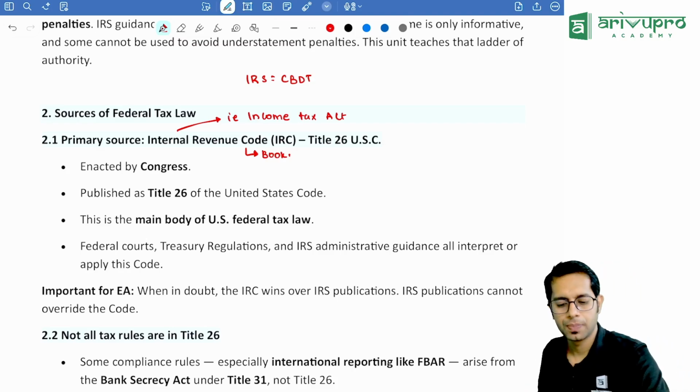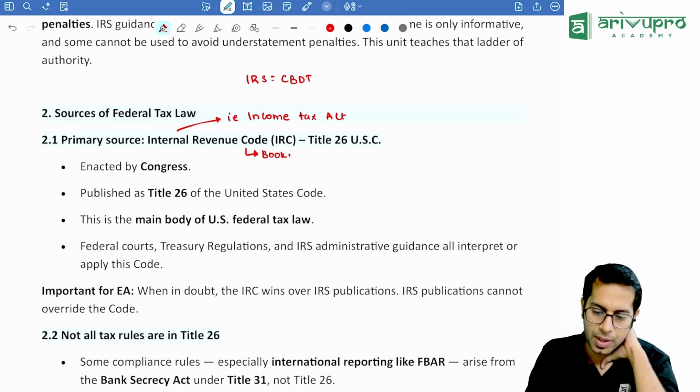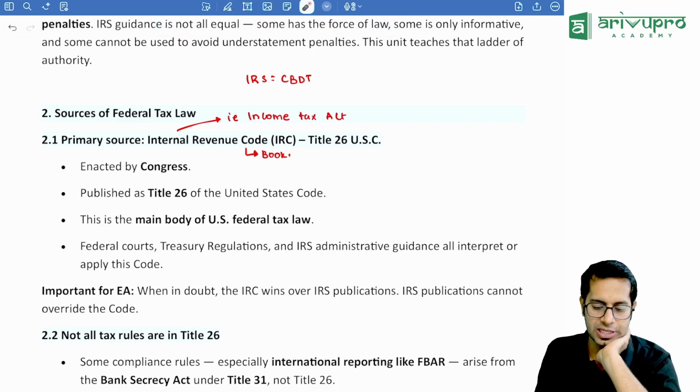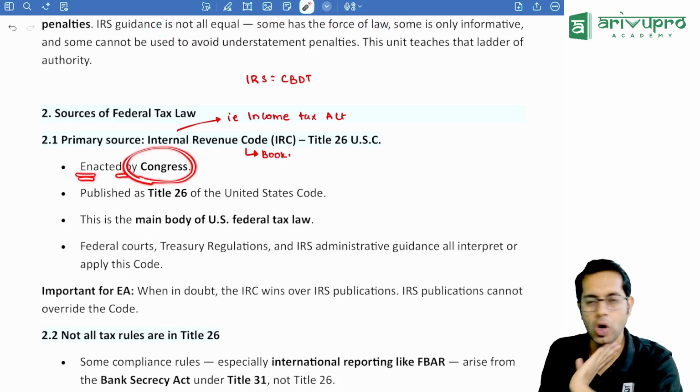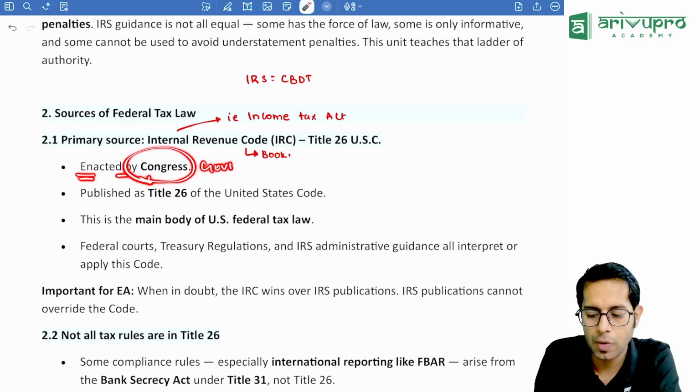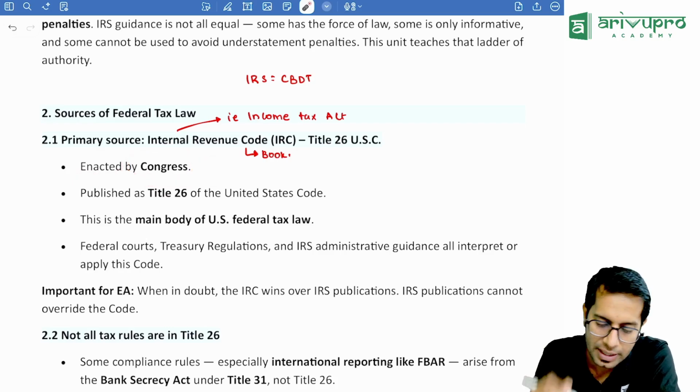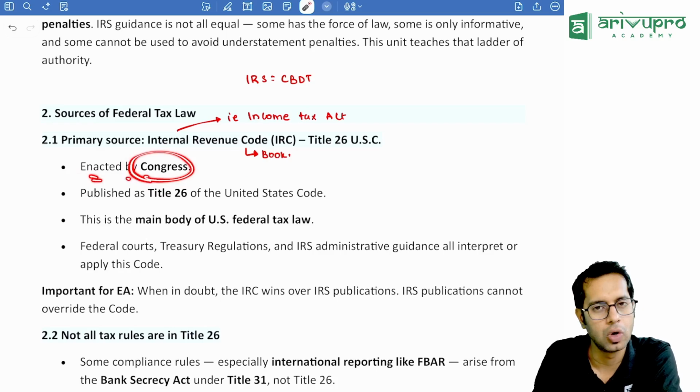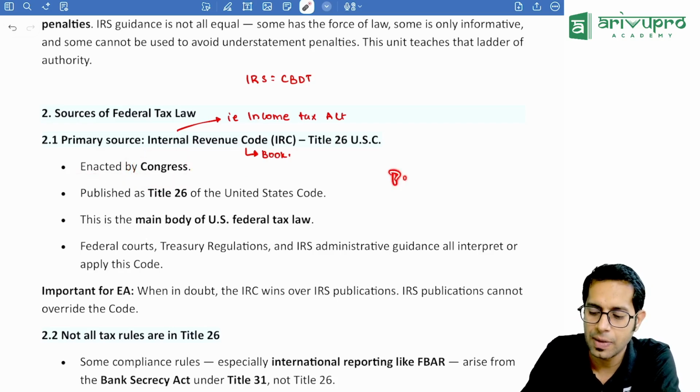which is a book, Internal Revenue Code. So how did it come into existence? Who enacted it? It is enacted by Congress. Congress means what, sir? The government over there. Who made this? Who enacted this book, sir? The government. Like we have in India, we have the parliament.